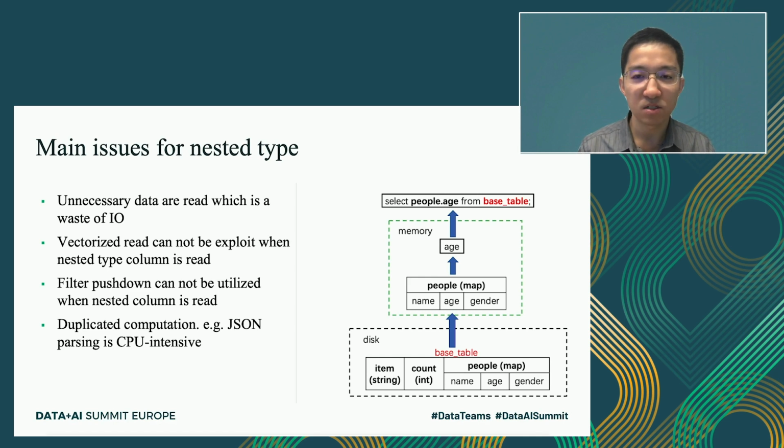Besides the map, sometimes we may use JSON, and JSON parsing is CPU intensive, especially when the JSON string is very long. For example, when we store hundreds or even thousands of subfields in the JSON string and try to parse a few fields from it, it is not efficient.